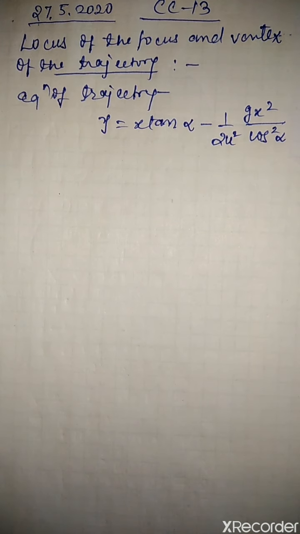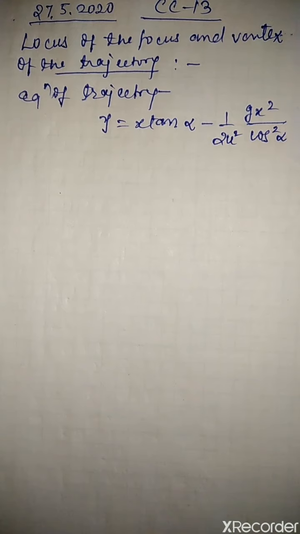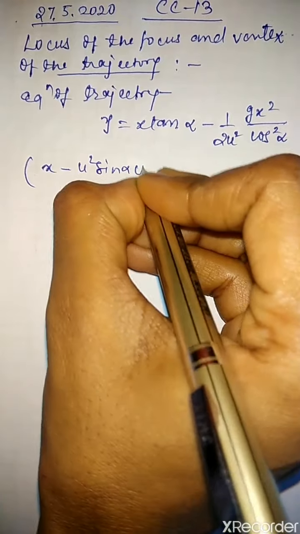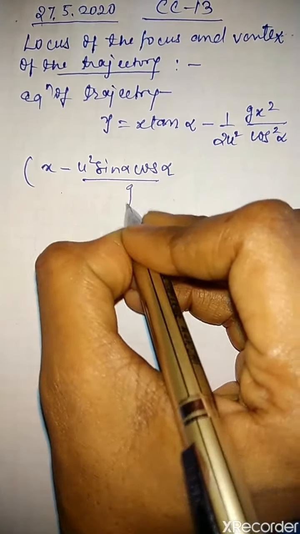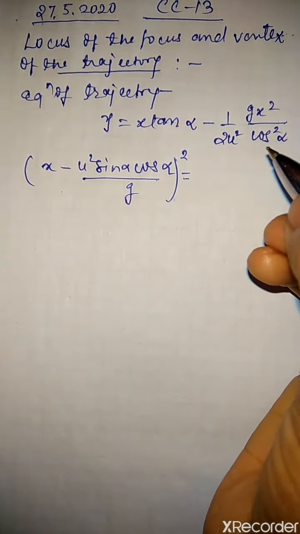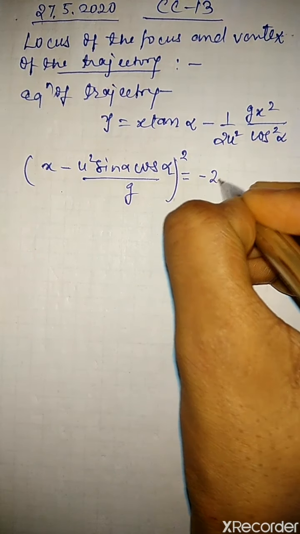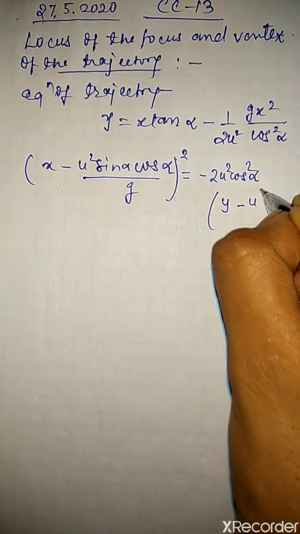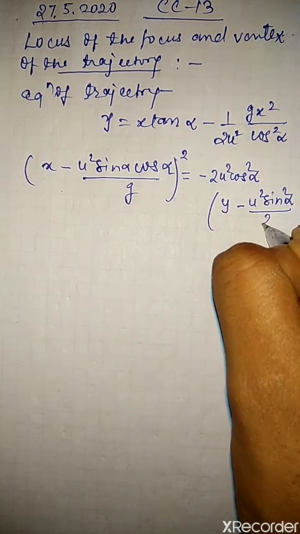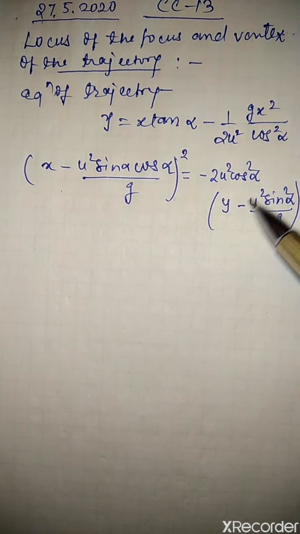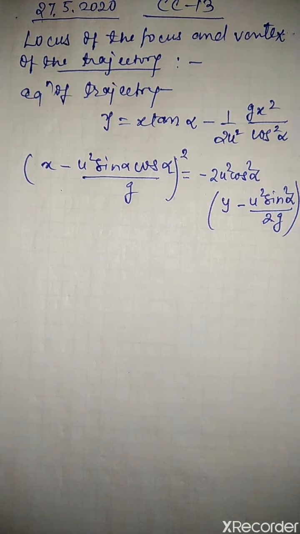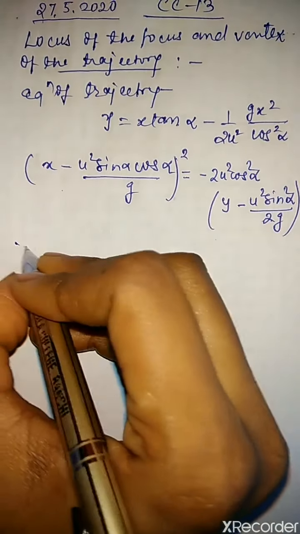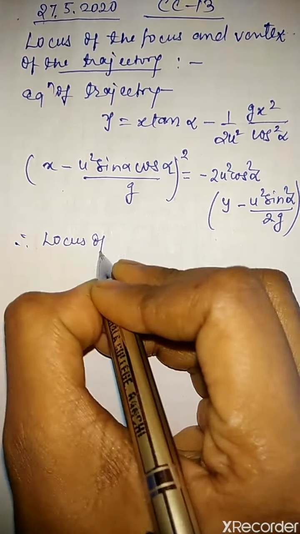By simplifying this equation, we have got the value as (x minus u square sin alpha cos alpha divided by g) whole square equals minus 2u square cos square alpha divided by g into (y minus u square sin square alpha divided by 2g). Earlier we found this value, so go to the previous lecture to know how we got this. So the locus of the focus.